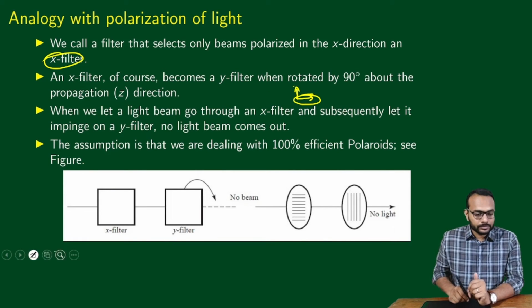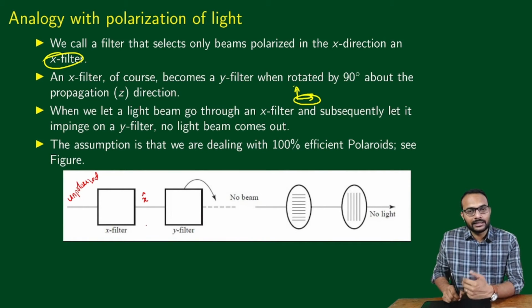You can see that here. Initially, you have an unpolarized light. Now out of the X filter comes an X polarized light beam. If you pass this X polarized light beam into a Y filter, nothing comes out. It blocks everything, because the Y direction is orthogonal to the X direction.